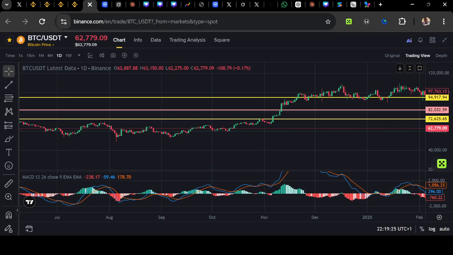So that is how to use MACD as a divergence strategy. Now let's talk about the best MACD setting.